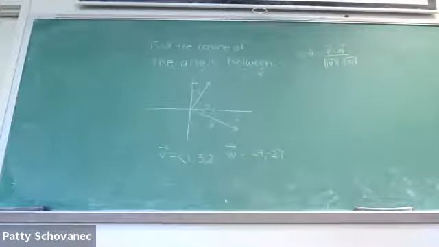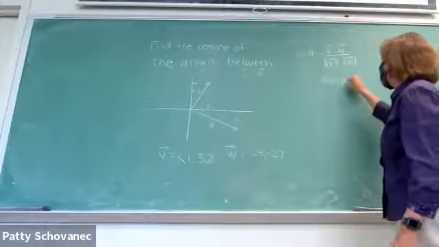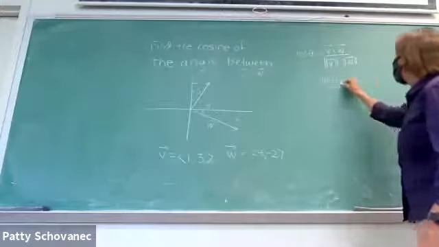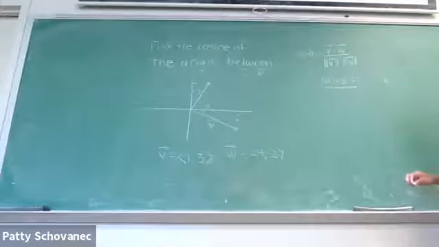So quickly, what's the dot product between V and W here? It's -2, right? 1 times 4 plus 3 times -2. So the dot product is 4 minus 6, which is -2.